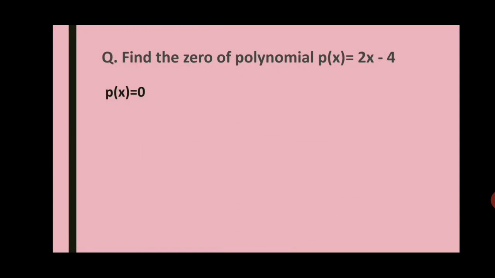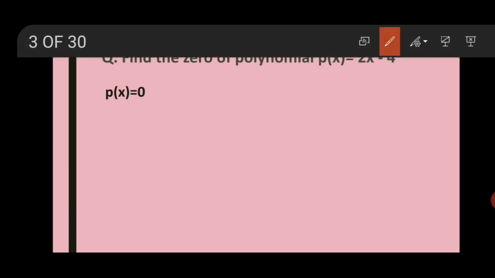Find the zeros of the polynomial p of x is equal to 2x minus 4. First we have to equate the given polynomial into 0. That is p of x is equal to 0. Now substitute the value of p of x. What is p of x? It is a linear polynomial. That is 2x minus 4 is equal to 0.